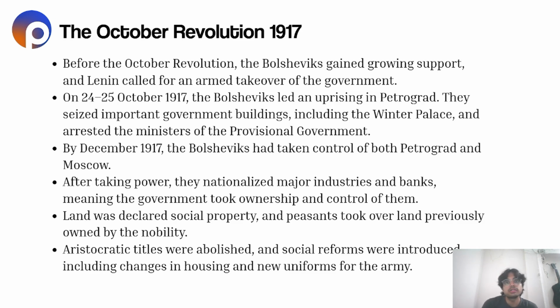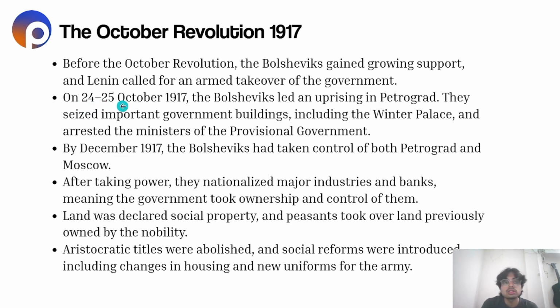Now, the October Revolution took place in 1917. Before the October Revolution, the Bolsheviks gained growing support, and Lenin called for an armed takeover of the government. Lenin wanted to control the whole government in Russia, as he was leading the Communist Party, so he wanted to make Russia communist.